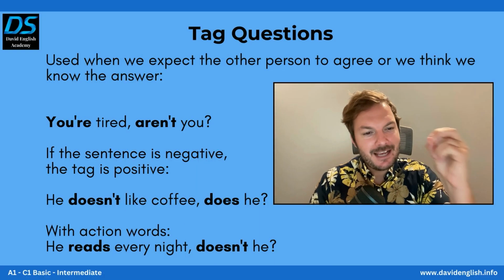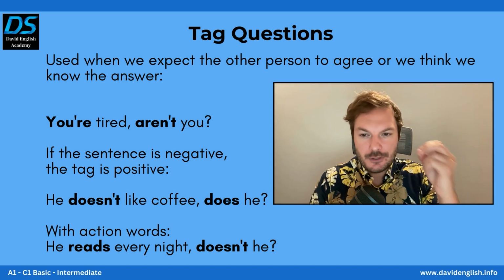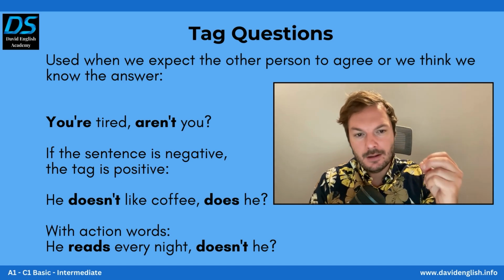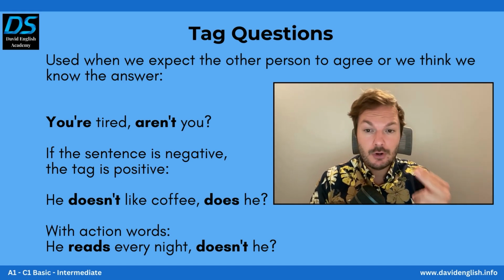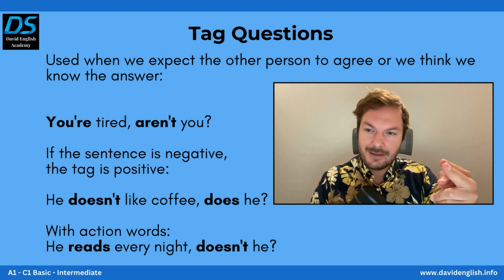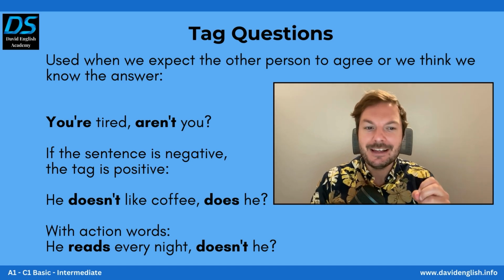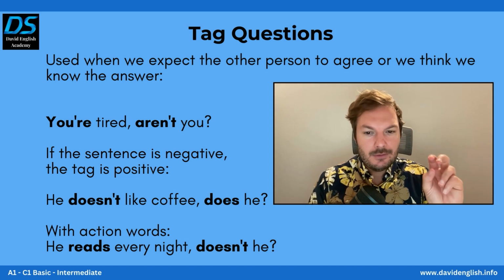So let's get started now. Now we're on the topic of tag questions. What exactly are they? Well, they're used when we expect the other person to agree or we think we know the answer. And what I mean by when we think we know the answer is that we're 90% sure that we know the answer, right? Now, you can do the answer in a couple of options.